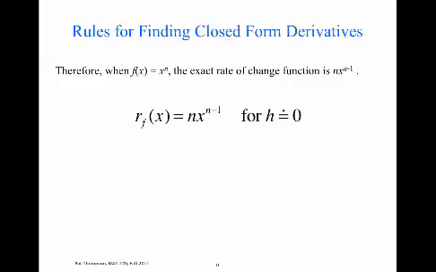Okay, we got 3 rules. First rule is, if the function is constant, the rate of change is 0. If the function is a constant times another function, the rate of change is the constant times the rate of change. And if the function is x to the n, the rate of change function is n x to the n minus 1. And we get all those by starting with our trusted rate of change function, f of x plus h minus f of x over h, and doing the math. We just do the algebra correctly, it gives us this closed form.